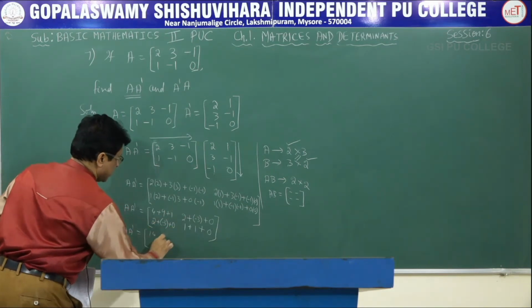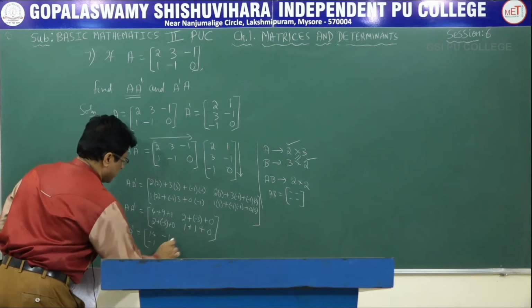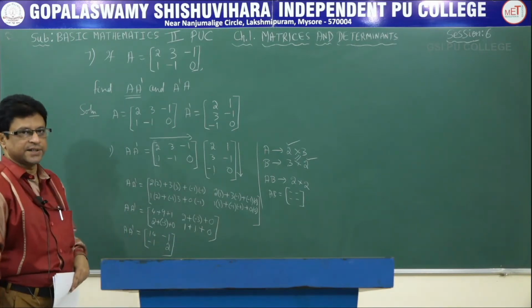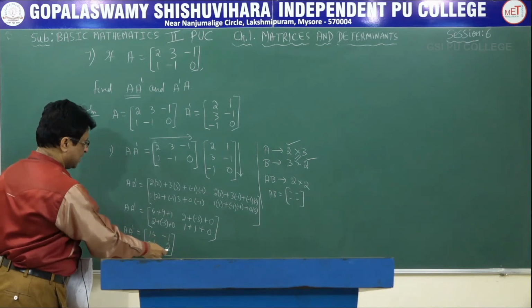2 minus 3 minus 1. 1 plus 1, 2. That is, A A dash is equal to 14, minus 1, minus 1, 2.